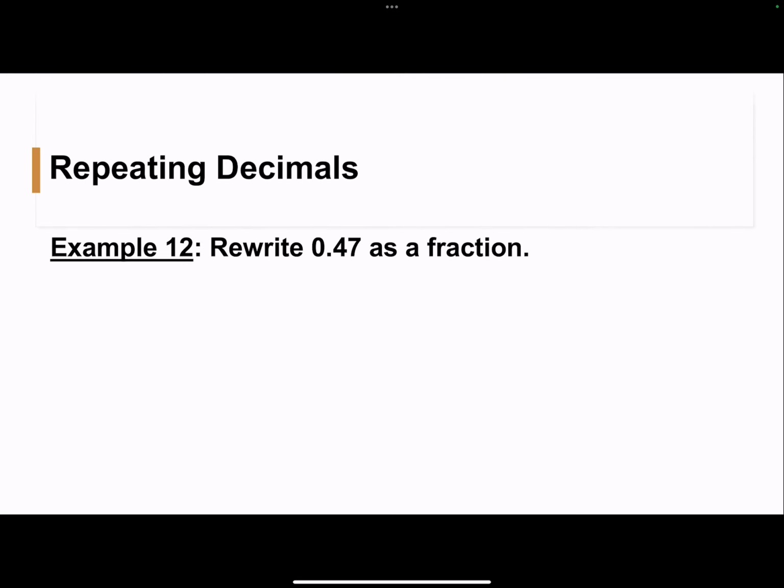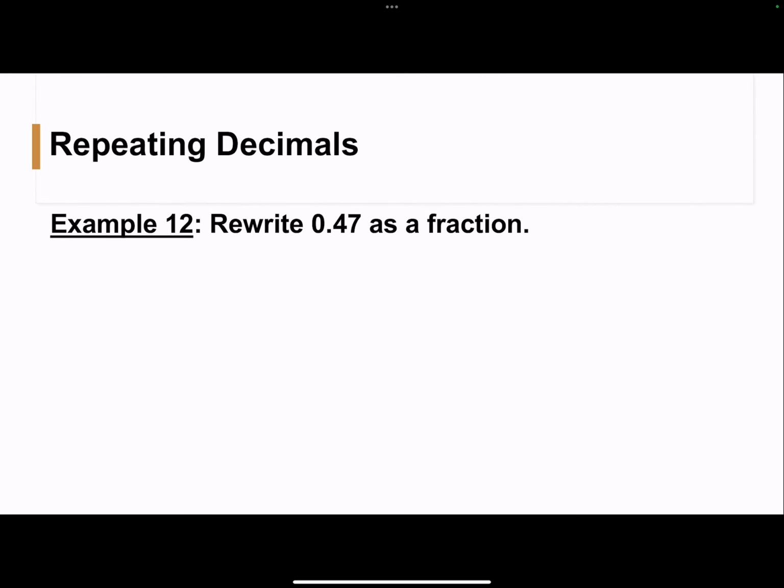So I'm going to show you, first of all, how we take 0.47 and write that as a fraction. So this is 47. It's in the hundredths place value, so that's 47 over 100: tenths, hundredths. We're going to check to see if that can be reduced. I cannot reduce 47 over 100, so I'm done.